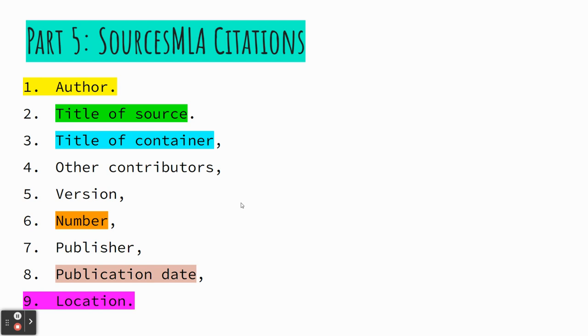Is there a version? For example, if you're quoting the Bible, is it the authorized version? Is it the King James version? Is it the New International Version? Is it a Revised Standard Version? What are the numbers? Are there issue numbers? Things like that. Do we have a publisher? Do we have a publication date? And where, in the publication is it? Look at the color codes, the yellow, the green, the container, light blue, and so on.